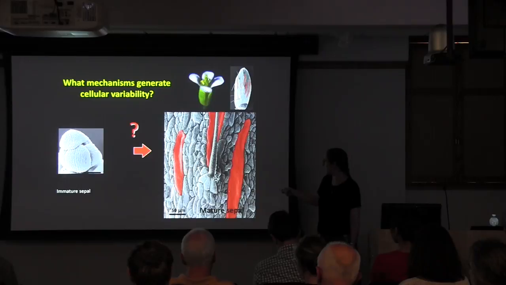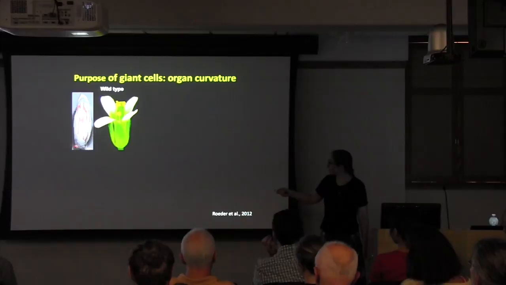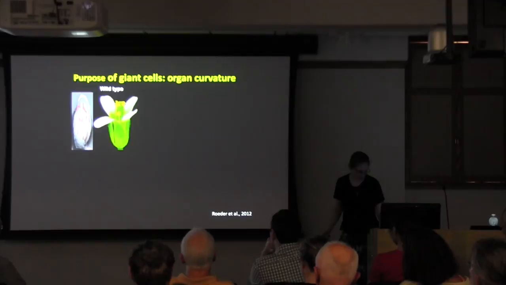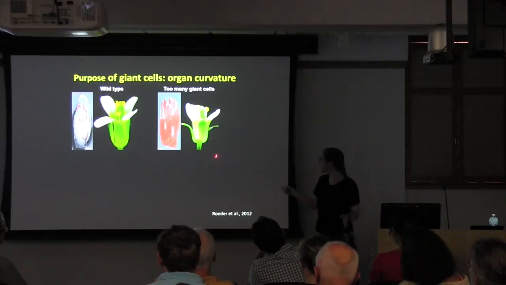So everyone always asks me, what's the purpose of giant cells? They have an effect on organ curvature. So in a wild-type sepal, we've got interspersed giant cells, and the sepals straighten up when the flower blooms and protect the base. If we have plants with too many giant cells, then the sepals splay outward and they open up too early, so that developing flower bud is not protected, and it's not protecting the base here either.